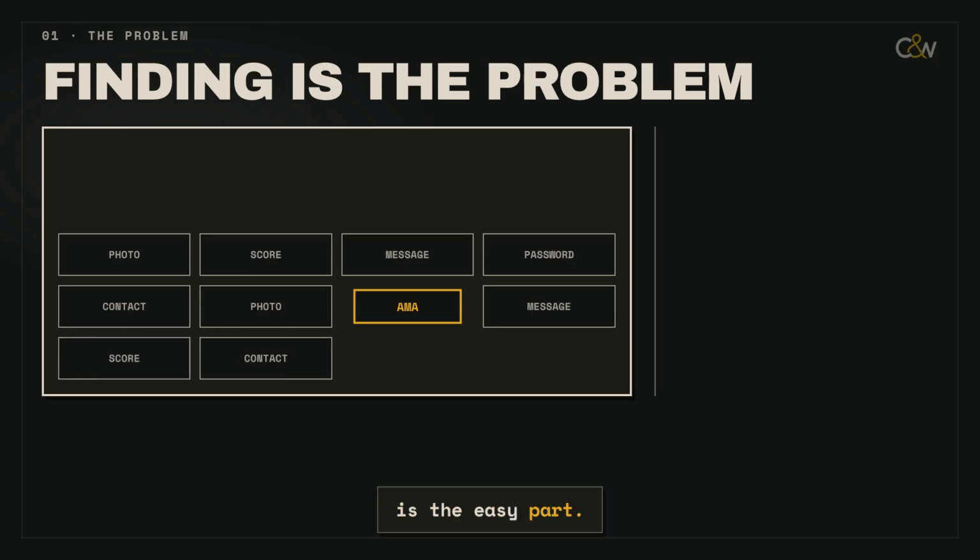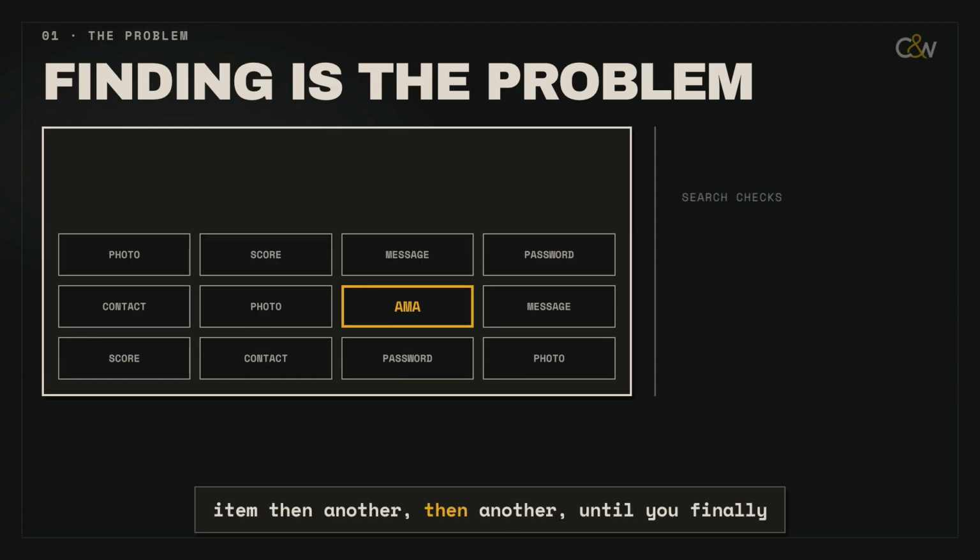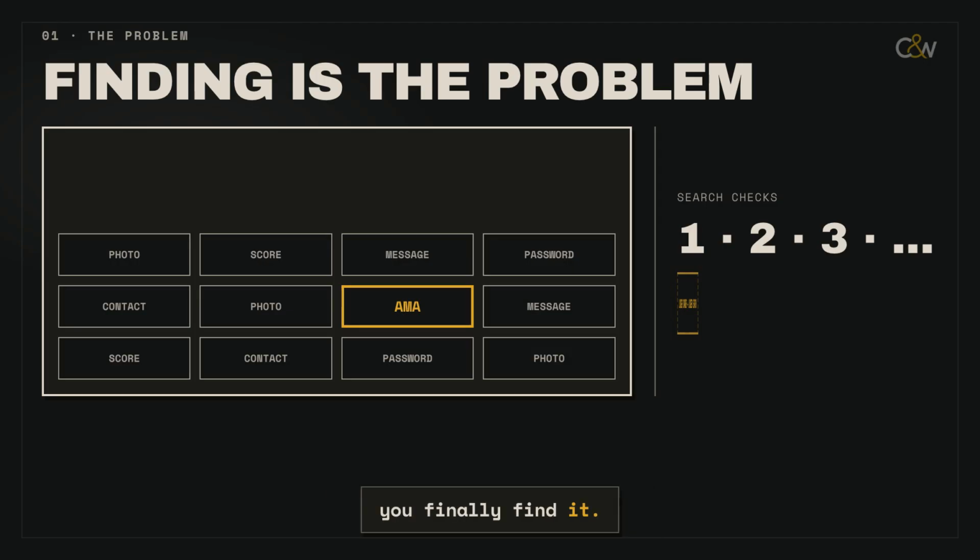Storage is the easy part. But now I ask for one thing: find Amma's phone number. With no arrangement, you may have to pull out one item, then another, until you finally find it. And as the drawer grows, the search grows with it. That is the problem data structures solve.